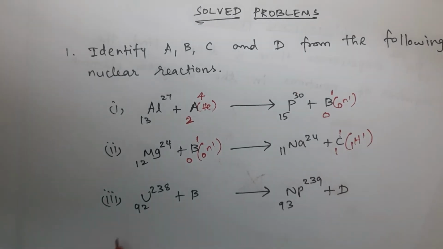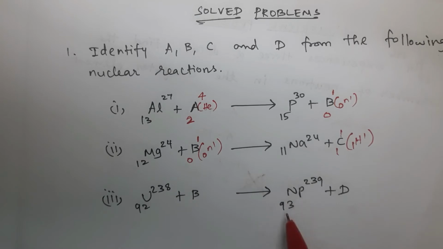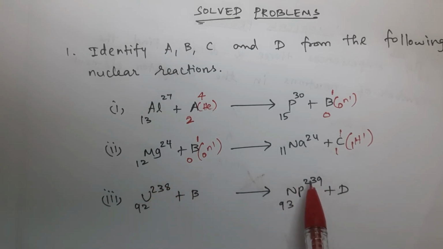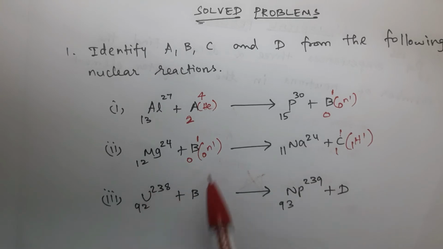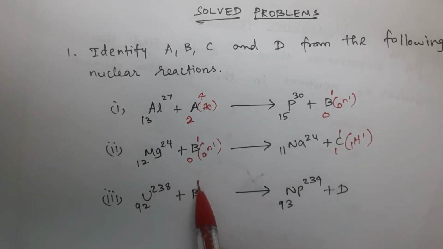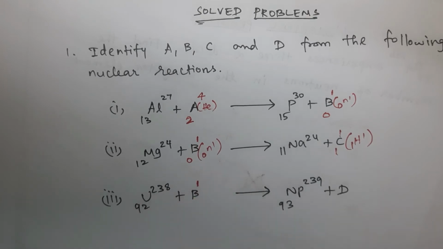The third nuclear reaction: uranium 92-238 reacts with B, which gives neptunium 93-239 and D. In this, the mass number which is minimum, 238 is minimum. So here 239 is maximum, 239 is greater than 238. So how much we have to add to get 239? It is 1. So 238 plus 1, 239. This is the mass number.